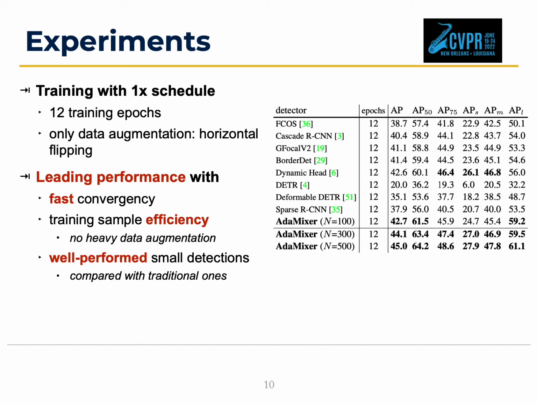Experiments validate the leading performance of AdaMixer with fast convergence, training sample efficiency, and satisfying small object detection when the 1x training schedule is applied. AdaMixer outperforms most well-established 1 or 2 stage detectors and also outperforms query-based detectors by a large margin with limited training budgets.